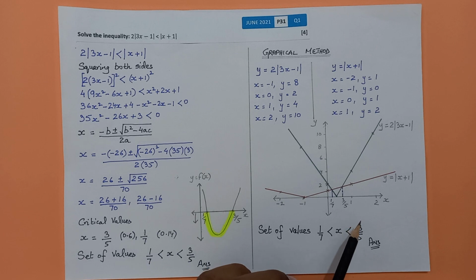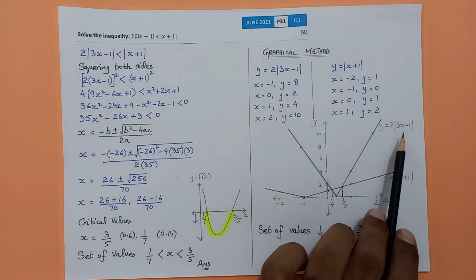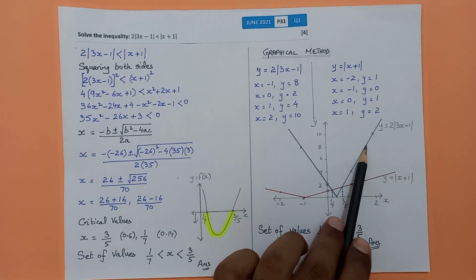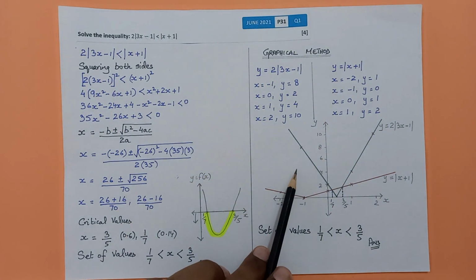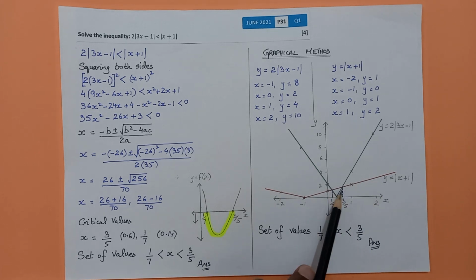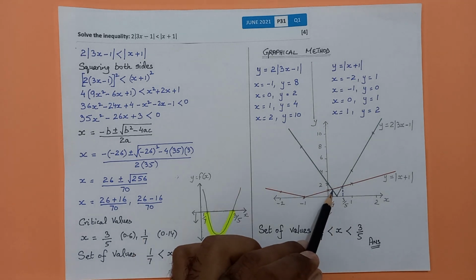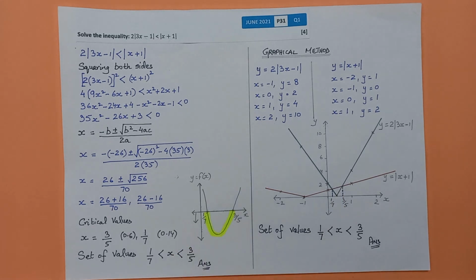I have used two different colors so that we could easily observe the graph and make the judgment about what the set of values will be. For the first modulus linear equation, 2|3x - 1|, I have used green color, and for the second I have used red color. Based on all these points, I have drawn the graph, and we can see the two graphs intersect each other. These two intersection points are the same intersection points that we got over here, which are 3/5 and 1/7, and definitely 1/7 is less than 3/5, so 1/7 is over here and 3/5 is over here.